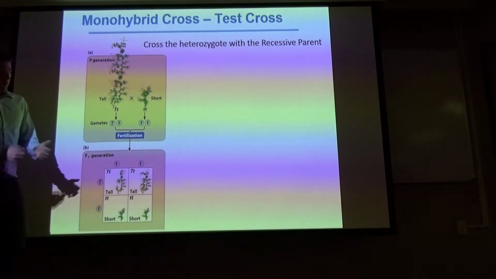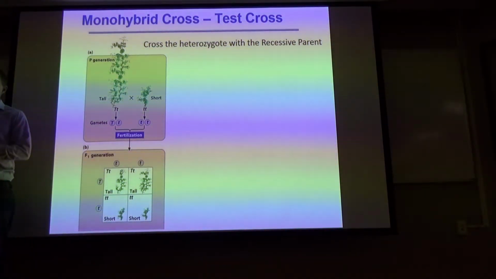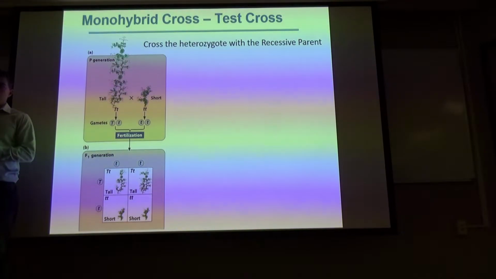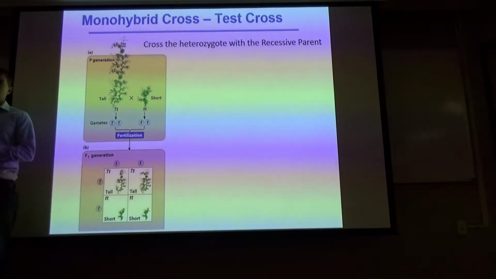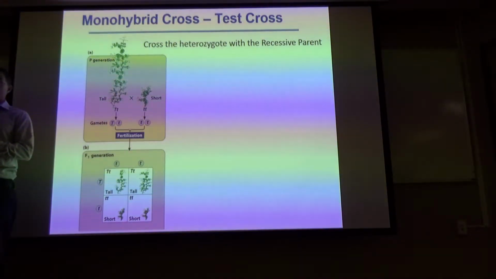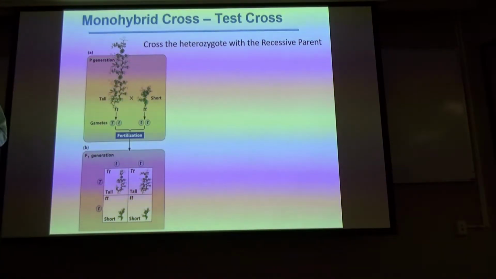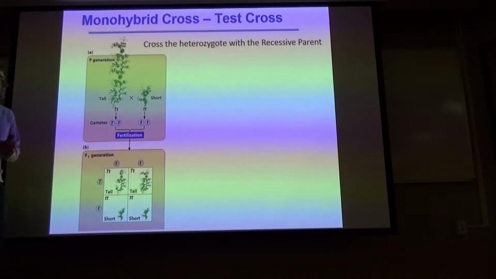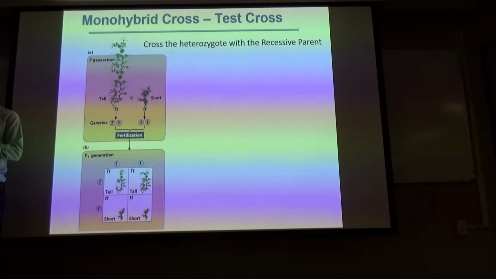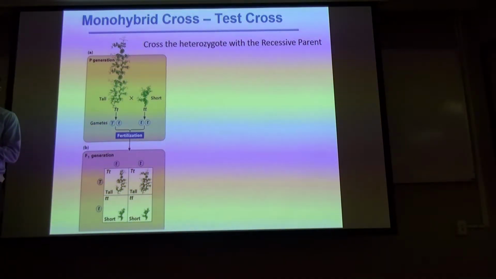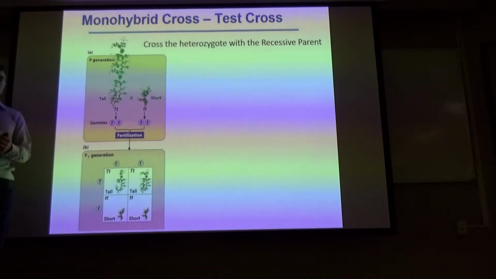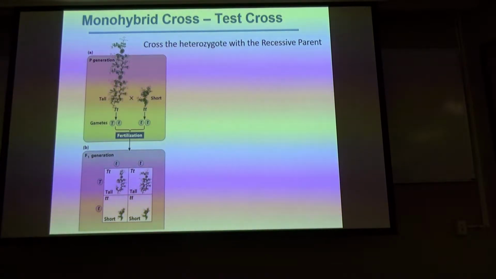So, this is all well and good. All of that monohybrid cross fits his hypothesis for what he thinks was happening with these two different genetic factors, with those two different alleles and that independent segregation. But how can we prove that this is actually happening? Or how can we actually test this hypothesis that we have these genetic factors occurring?